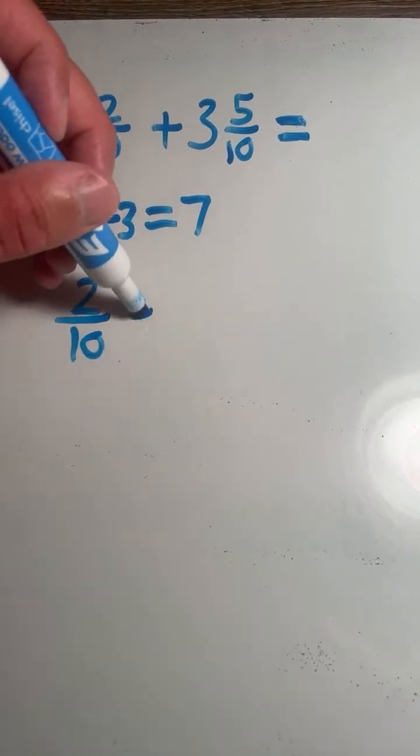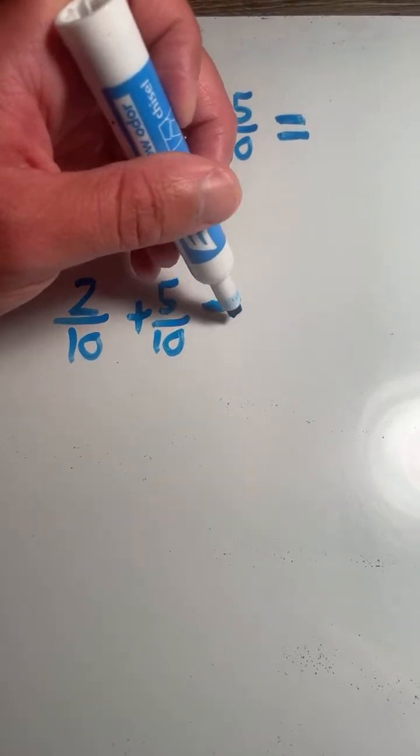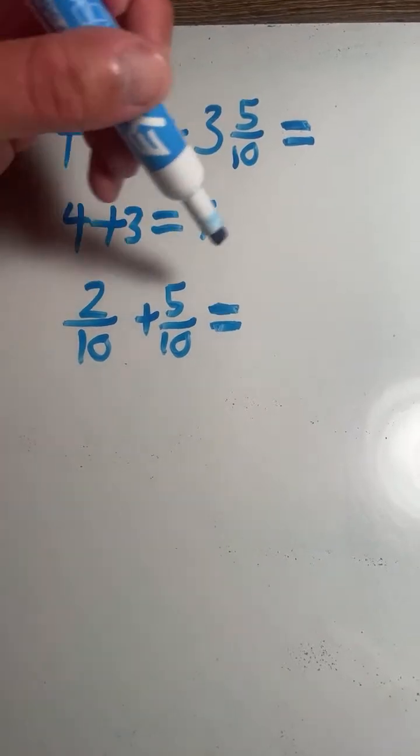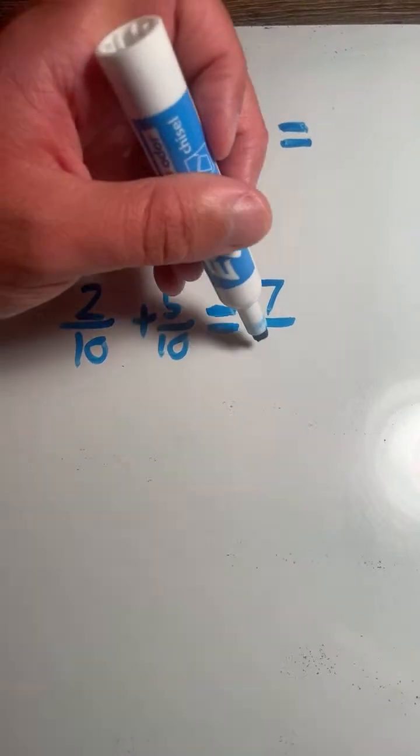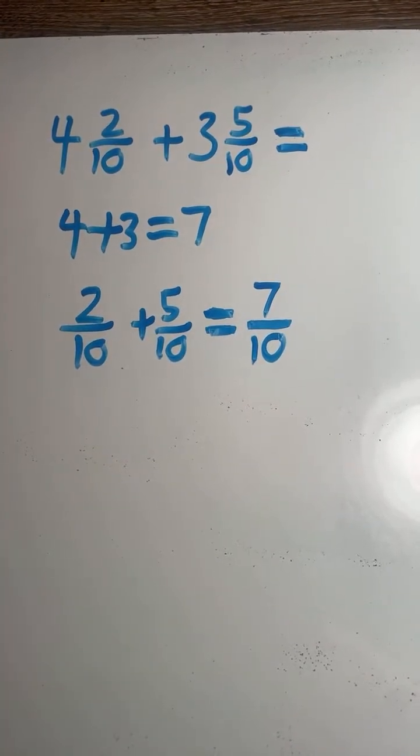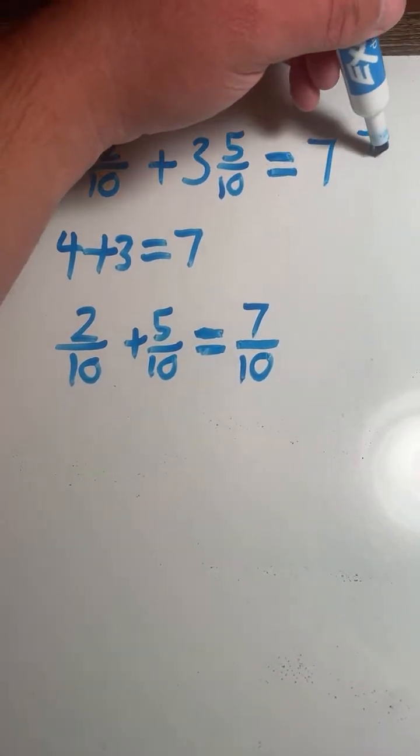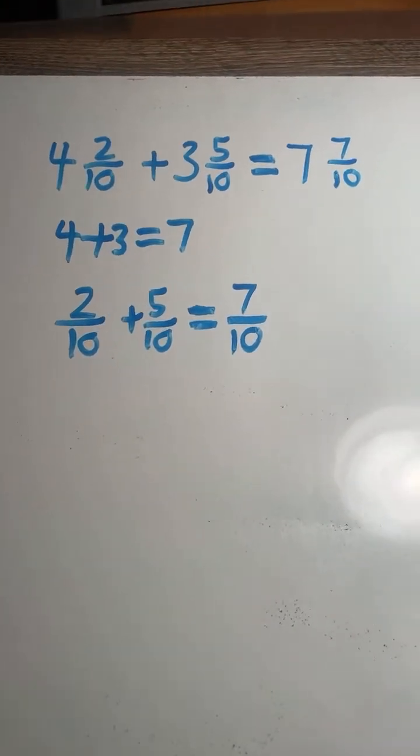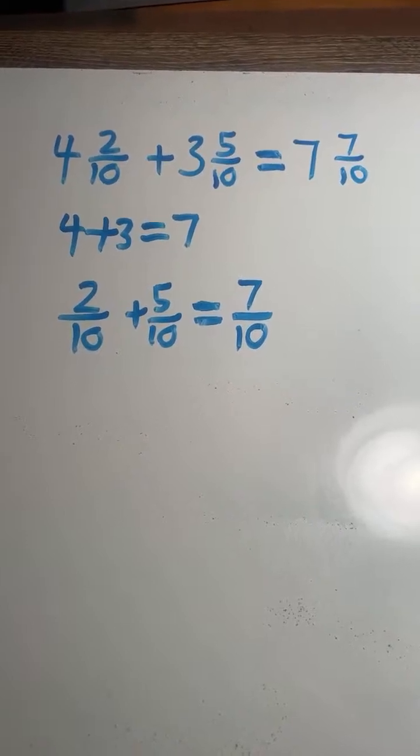2/10 plus 5/10. Again, adding fractions is just like adding whole numbers, except we keep the denominator the same. So 2 plus 5 equals 7. Denominator stays the same. 2/10 plus 5/10 equals 7/10. So we have our answer. 4 and 2/10 plus 3 and 5/10 equals 7 and 7/10.